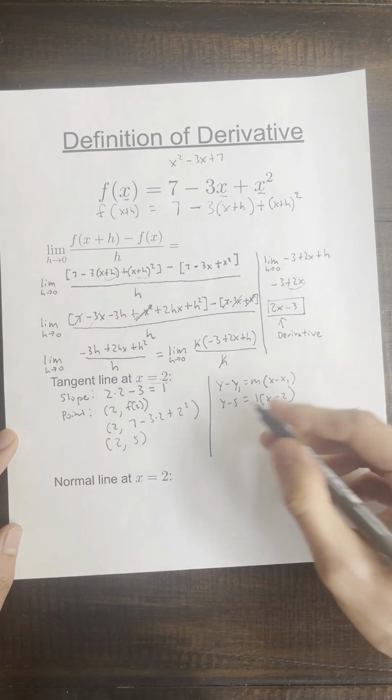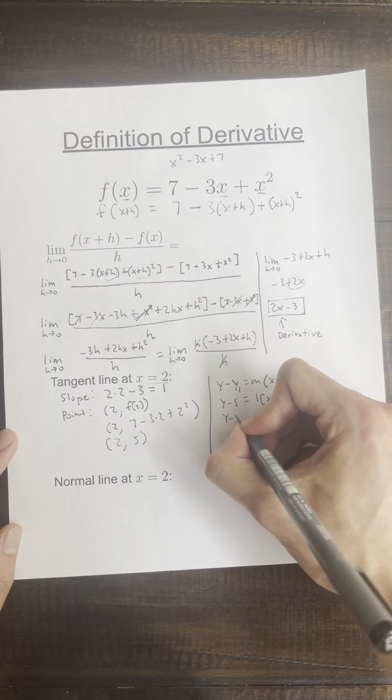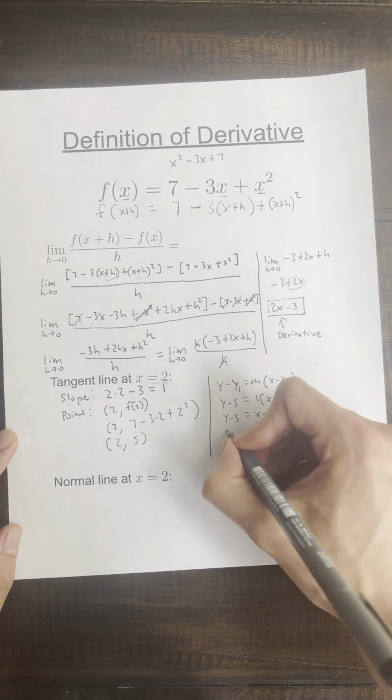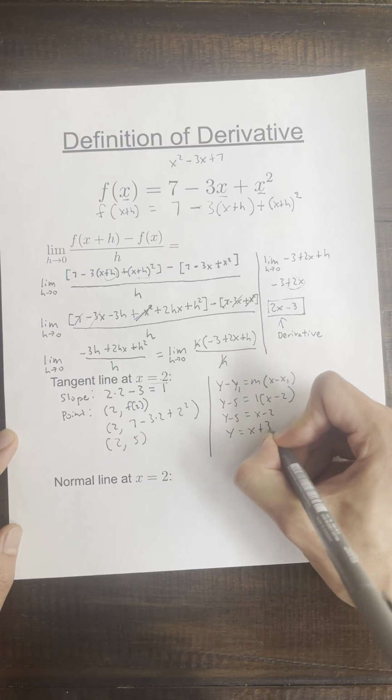Let's get y by itself. So this is y minus 5 is equal to 1 times x minus 2, so just x minus 2, and y is equal to x plus 3.